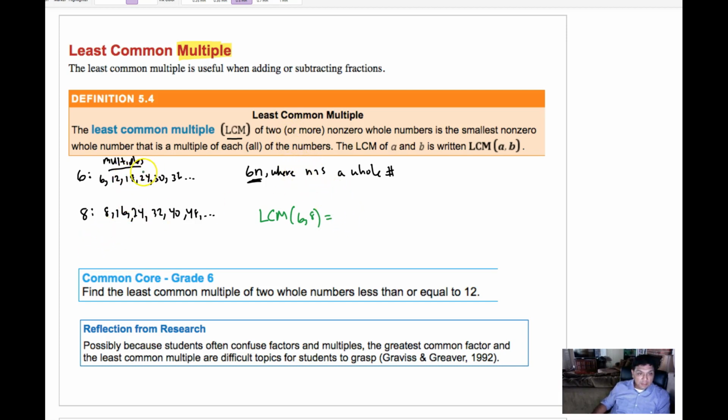One way we could look at it is to look at the list. This is the first one. So the LCM would be there.